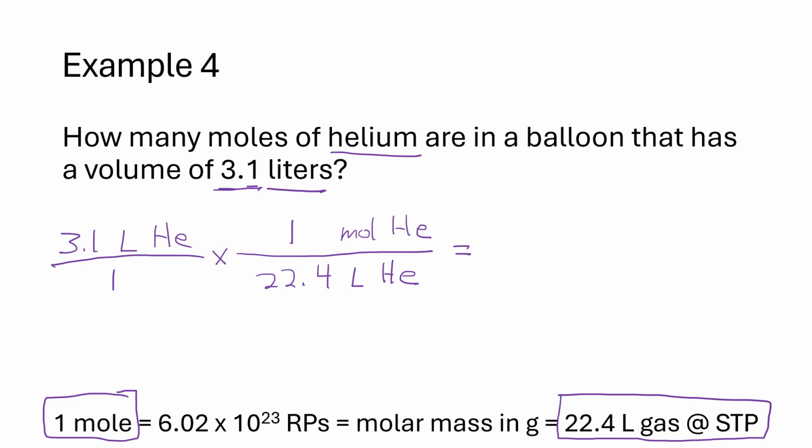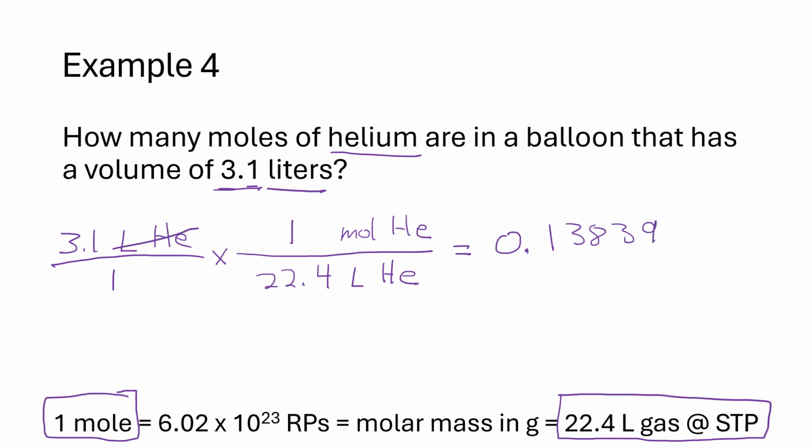Once again, we've got a bunch of 1s in our calculation that I don't have to type into the calculator because multiplying and dividing by 1 doesn't change anything. So I'm going to type in 3.1 divided by 22.4. And that's going to give me 0.13839 and a bunch of other digits.